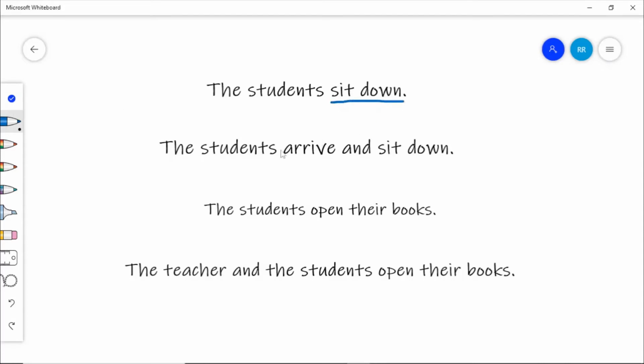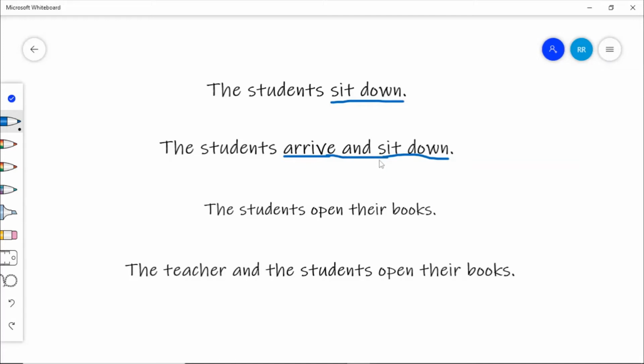Let's read the second sentence. The students arrive and sit down. Where's the predicate in this sentence? We already know the subject, the students, right? Okay, how about the predicate? Arrive, sit down. We have more than one predicate. It's not a problem. When we have more than one predicate, it's called a compound predicate.